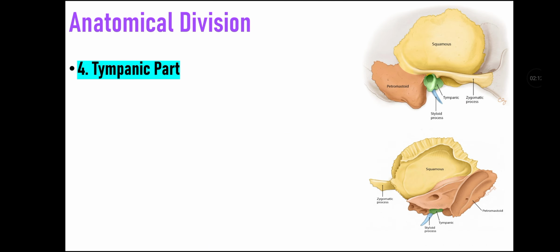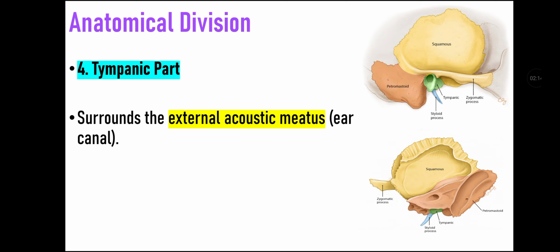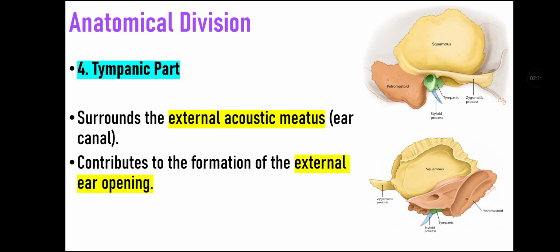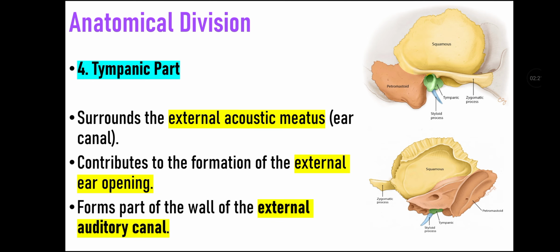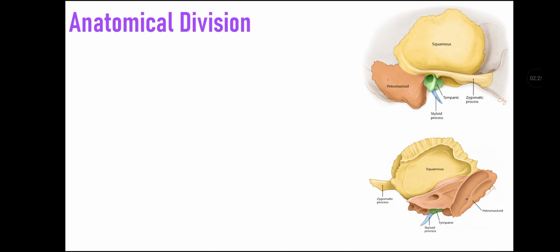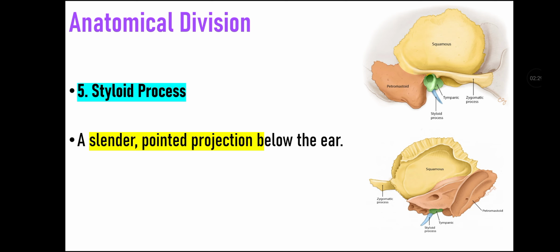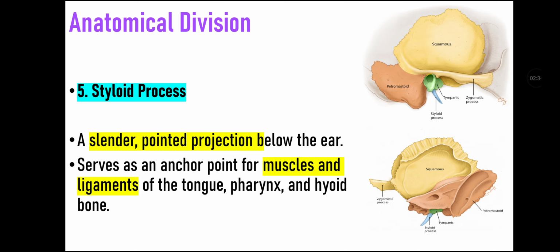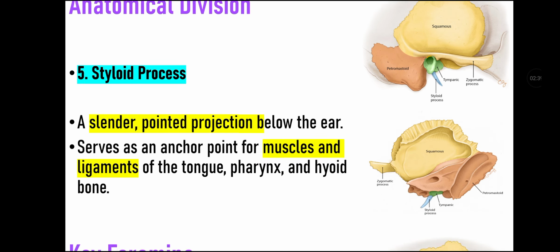Next anatomical division is tympanic part, that surrounds the external acoustic meatus, that is also called as ear canal. It contributes to the formation of external ear opening. It forms part of the wall of external auditory canal. Next anatomical division is styloid process, as you can see here in the diagram. It is a slender pointed projection below the ear. It serves as an anchor point for muscles and ligaments of tongue, pharynx, and hyoid bone.